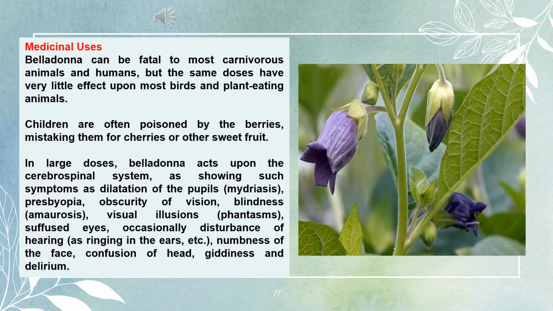In larger doses, belladonna acts upon the cerebrospinal system, showing symptoms such as dilation of the pupil. This mydriatic effect is produced, along with obscurity of vision, blindness, visual illusion, occasionally disturbance of hearing, numbness of the face, confusion of the head, giddiness, and delirium. Apart from that, it also produces a hallucinogenic effect.